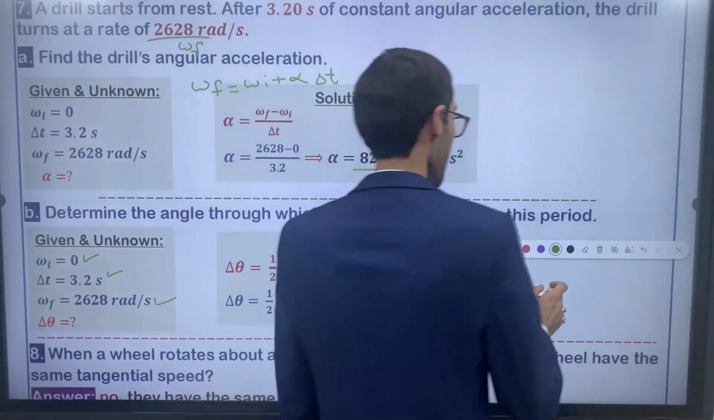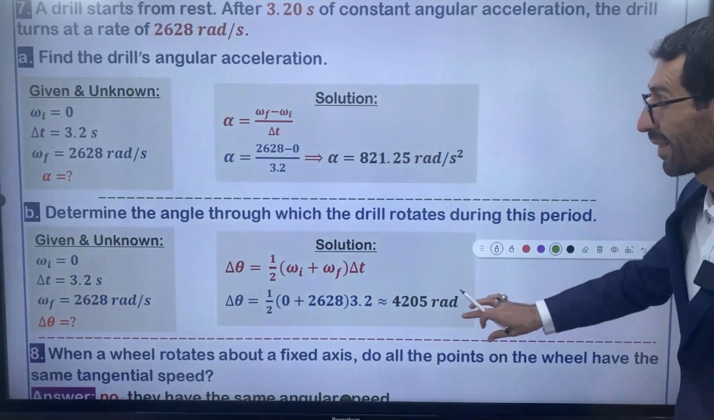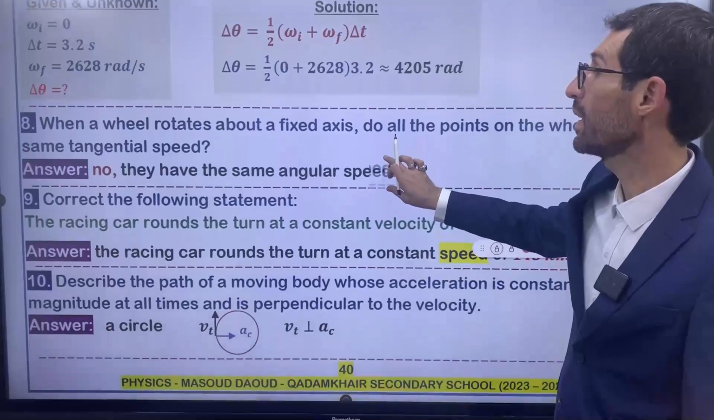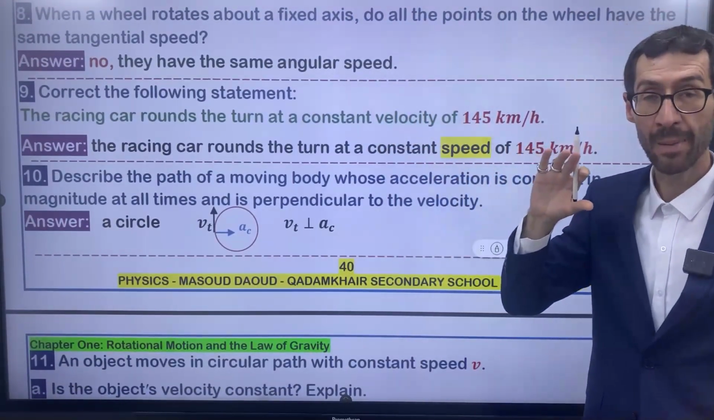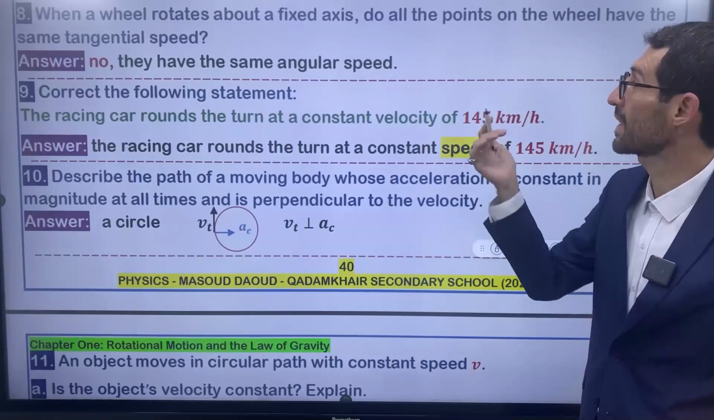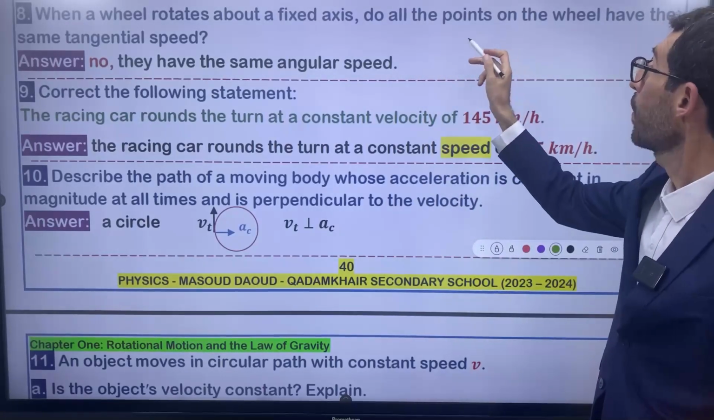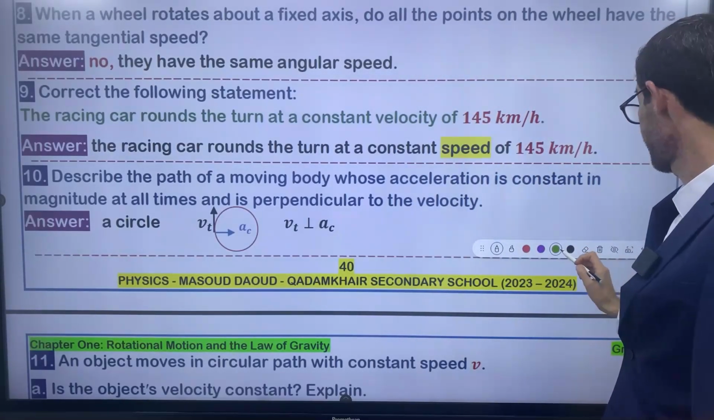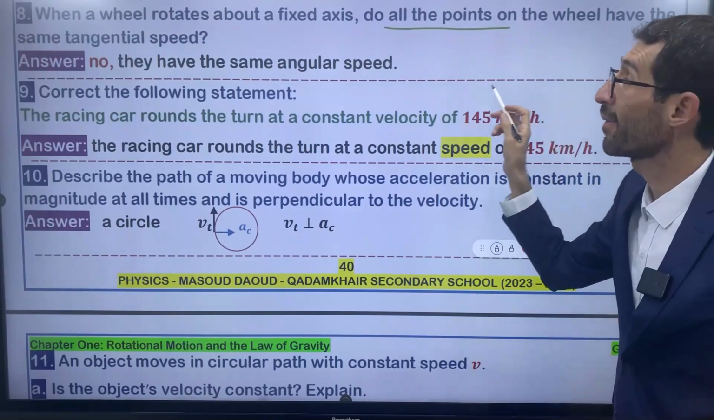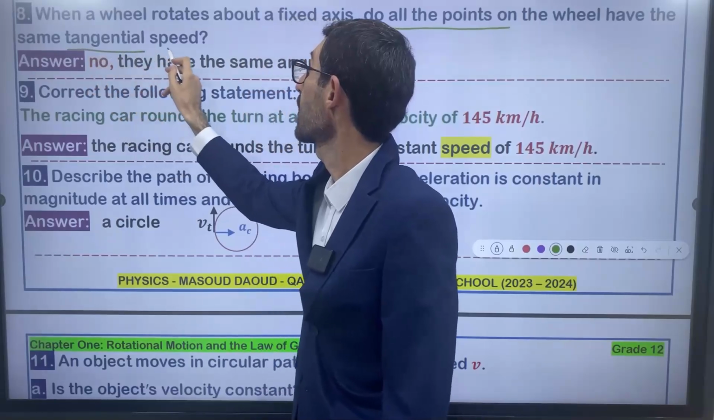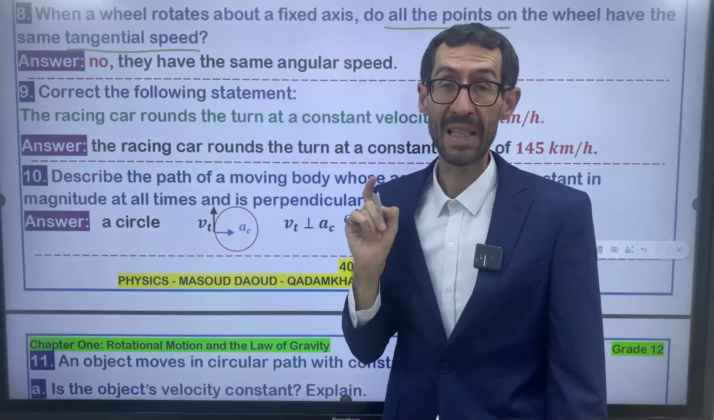Let's move on to question number 8. Question number 8, it says, when a wheel rotates about a fixed axis. A wheel, imagine there's a wheel, rotates about a fixed axis. Do all the points on the wheel have the same tangential speed? Does it make sense to you?